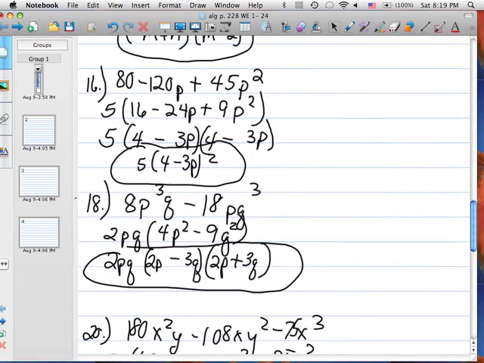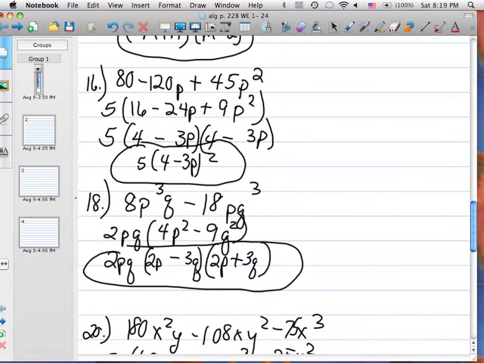Problem 18. It's a binomial. Take out your greatest common factor, which is a 2, a p, and a q. To get back to the first term, you need to multiply by 4p squared. And the second term, a negative 9q squared. That's a binomial. It is the difference of two squares, so bring down the 2pq.